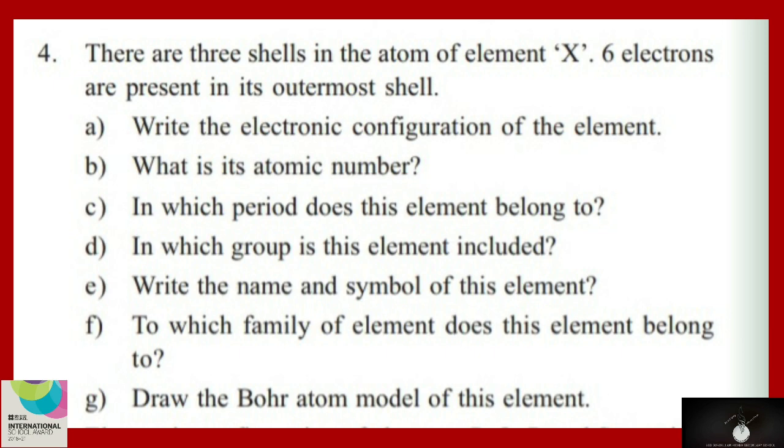Now we will move to the first part. A. Write the electronic configuration of the element: 2,8,6. What is its atomic number? You have to add 2 plus 8 plus 6, 10 plus 6, 16. In which group does this element belong? How many valence electrons are there? 6 electrons. So what is the group number? You have to add 10 to it, that is 10 plus 6, 16. So in which period does this belong? It has 3 shells, so it belongs to the third period. Write the name and symbol of this element.